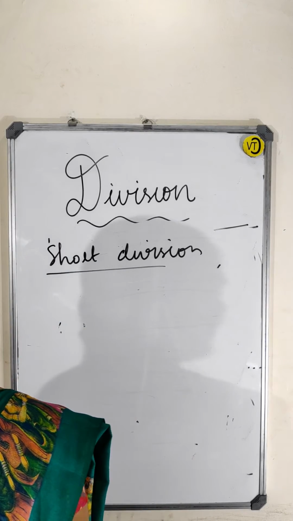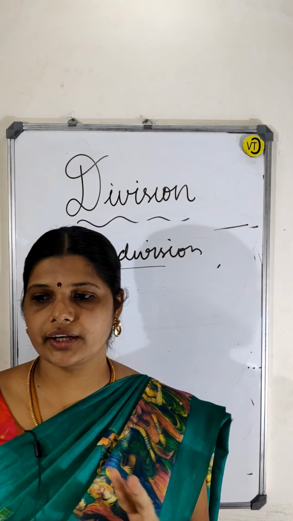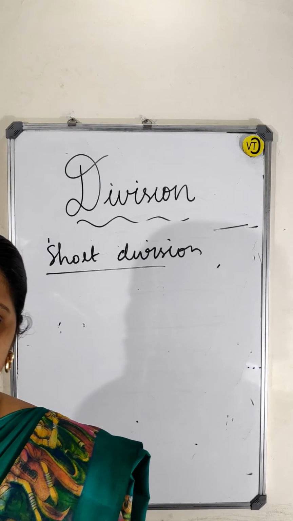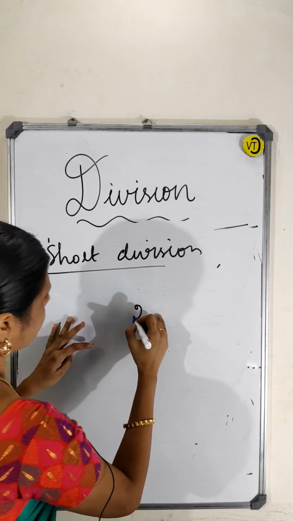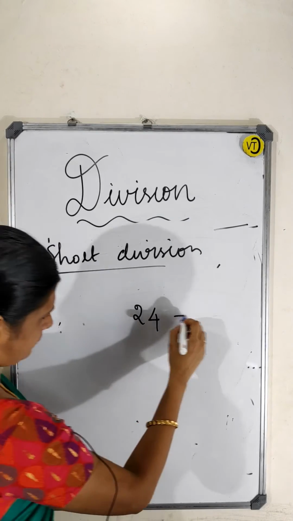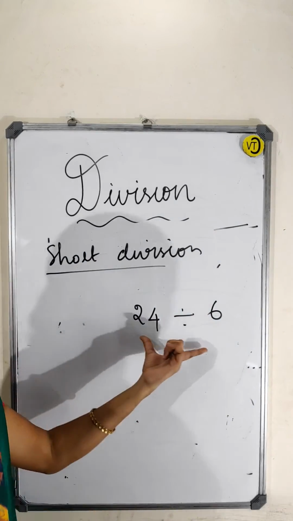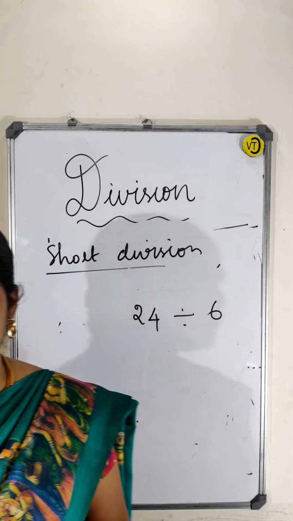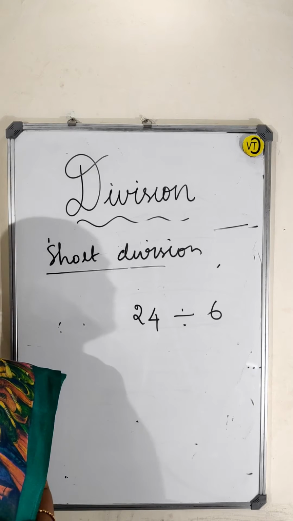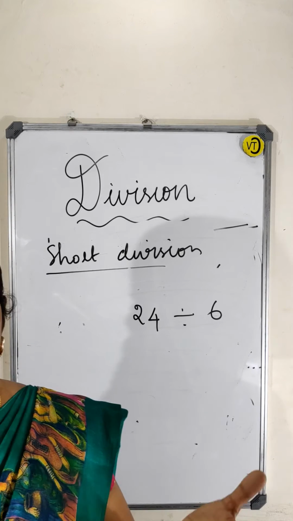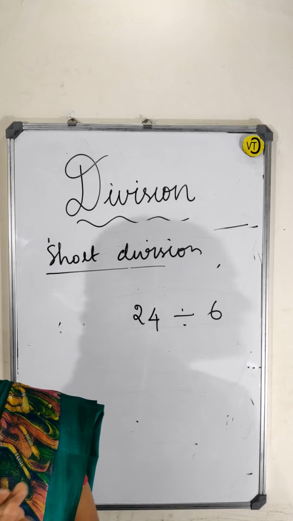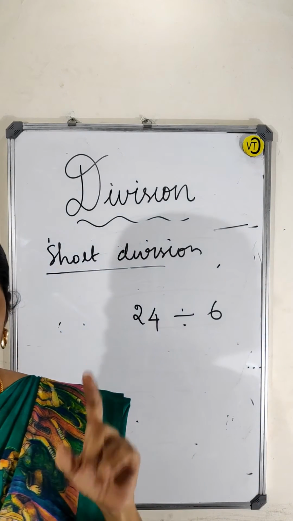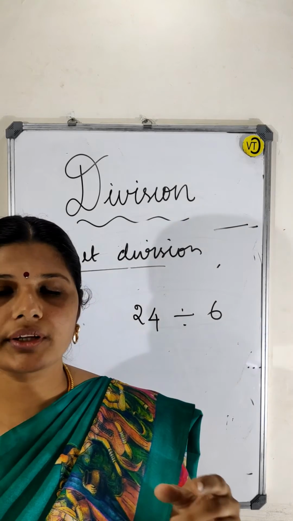Find the quotient when 24 is divided by 6. For short division, write the dividend and the divisor. Right. Now 24 divided by 6. I want to get the answer through the short division method. Since we know the table of 6, right? We will recite the table till we reach 24.